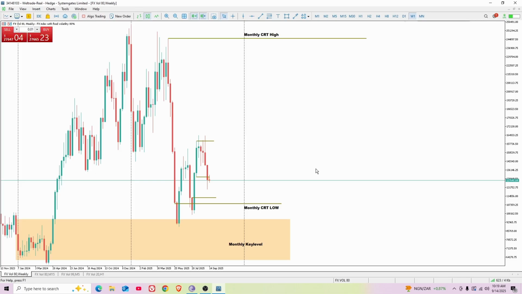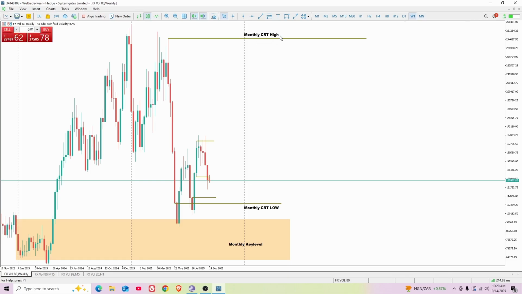This week we will be looking at the market weekly forecast. We'll be looking at what the market can do and what the market has done. So what we were looking at from the previous week was that the market should then come to this weekly CRT low into the discount price. From this area, we can then target the monthly CRT high.